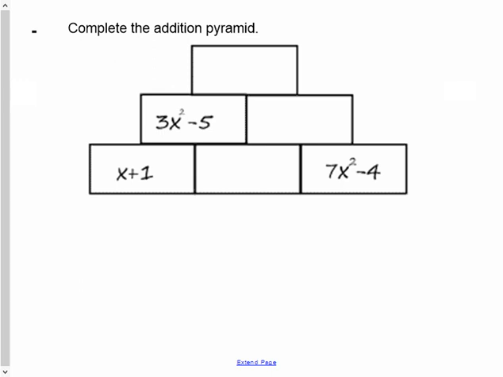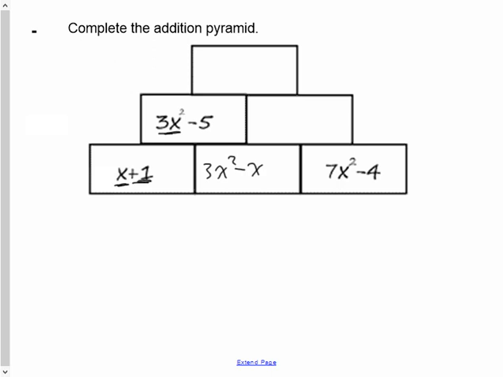And finally, your last one says complete the addition pyramid. So this polynomial plus this polynomial gave us this polynomial above it. So with that said, since there's a 3x squared here and there's no x squareds here, we know that this one had to be a 3x squared in order to add that. And since there was an x here, but there's no x up here, we knew that this one had to be a negative x to cancel each other out.